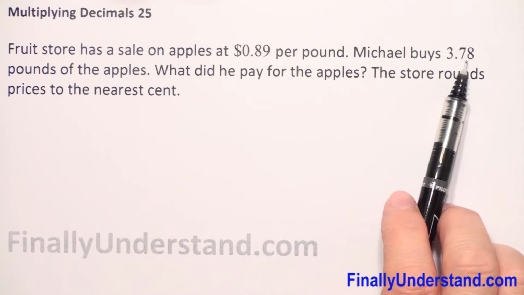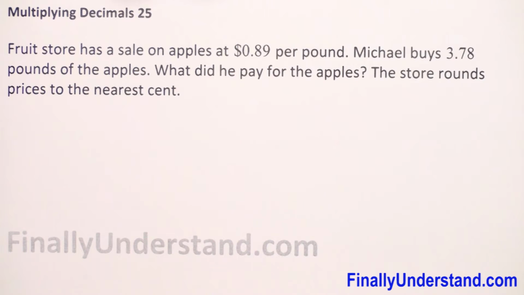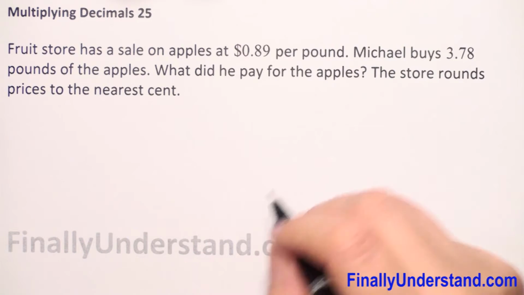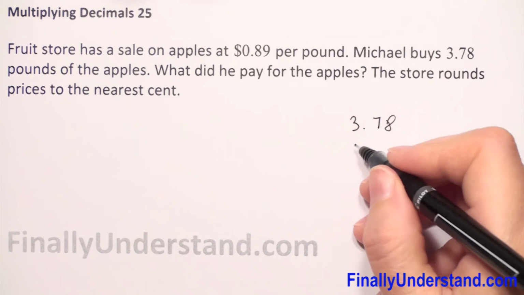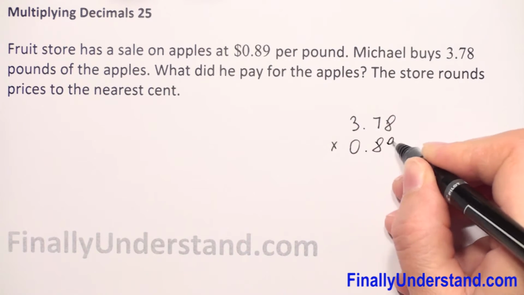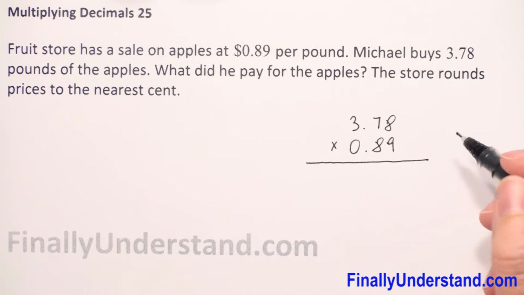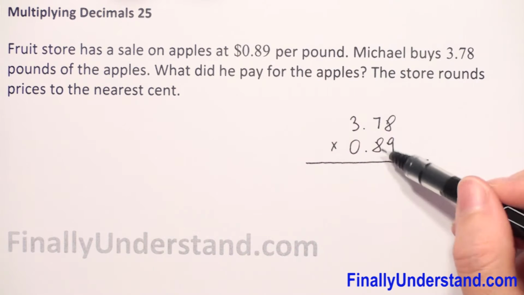He bought 3.78 pounds at 0.89 per pound, so we need to do multiplication. Let's forget about pounds and the dollar symbol. We have to multiply 3.78 times 0.89 to get the price for the apples. So we have to multiply two decimal numbers.